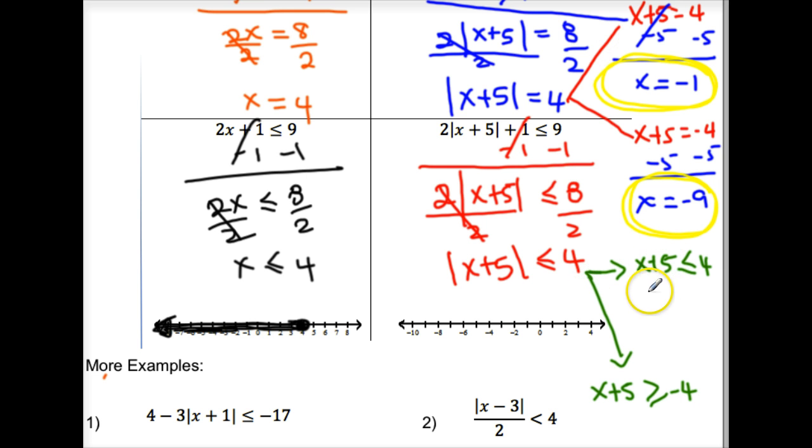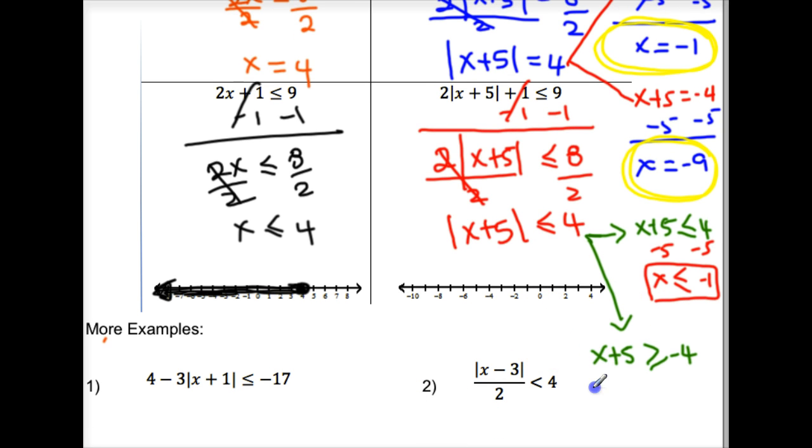When I solve these, minus 5 on both sides, I have x is less than or equal to negative 1. One answer choice here. Then I have minus 5. I am going to minus the 5 on both sides. That's cancel. X is greater than or equal to negative 9. Let's see, how would we graph that?